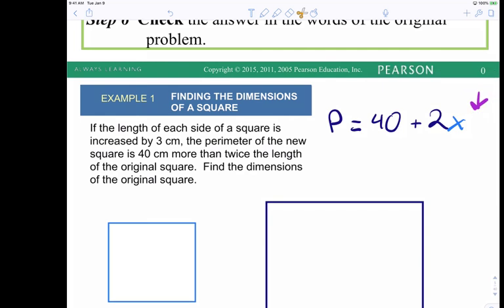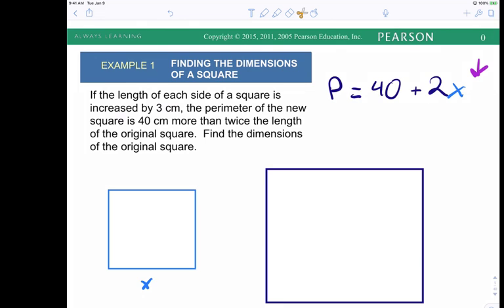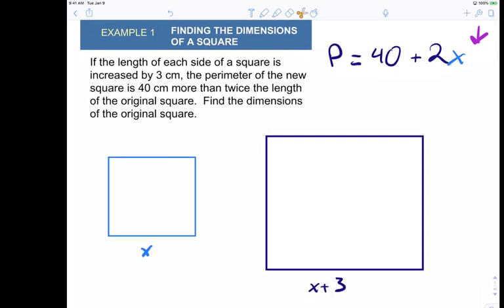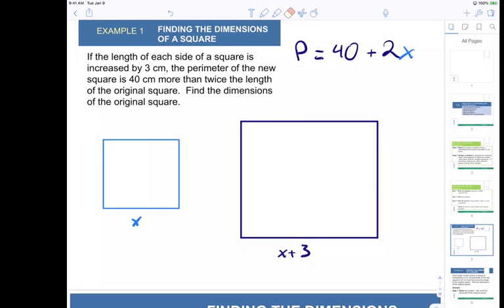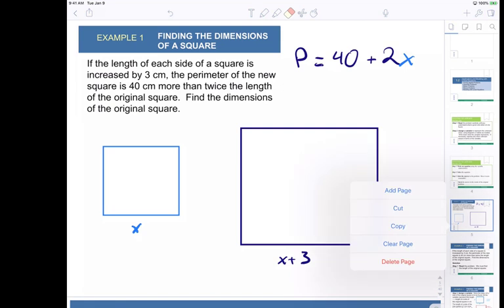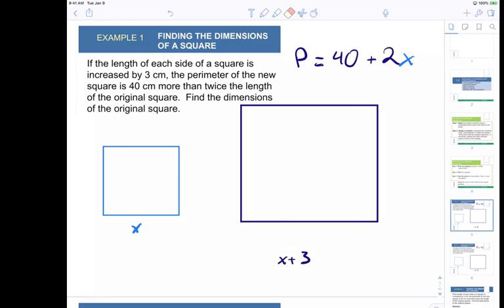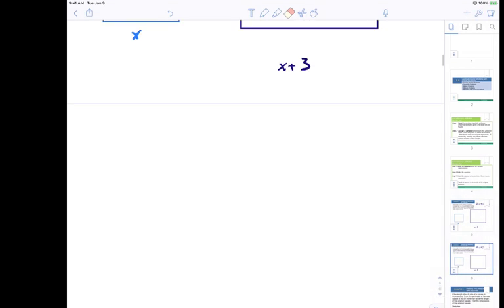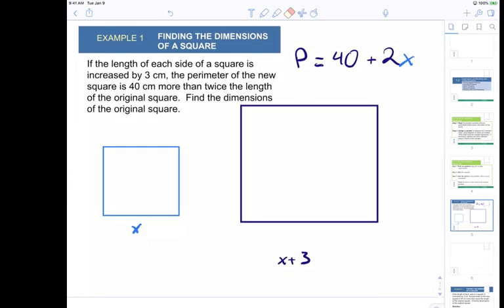Let's see what else we have. It says the perimeter of the new square is 40 centimeters more than twice. Find the dimensions of the original. Do we have more information that we can fill in? What would you do next is what I'm asking. Trying to figure out what x is? Yeah, we want to solve for x, right? But that's not the perimeter. You're just trying to solve for x to plug it in, right? So I'm just curious what you would do next.